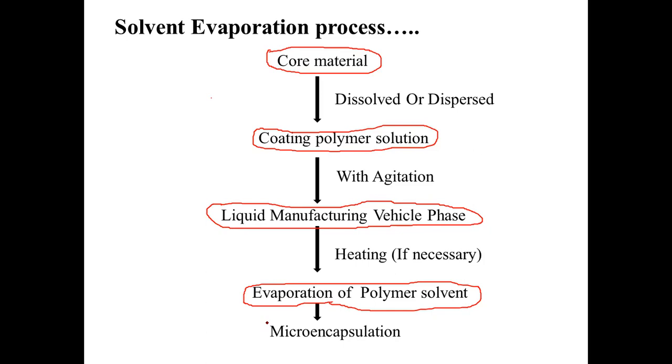The important factor that must be considered when preparing microcapsules by the solvent evaporation technique is the choice of vehicle phase, and second, the solvents for the polymer coating. Because this choice will greatly influence the microcapsule properties as well as the choice of the solvent recovery technique. So these are the things we have to consider while using the solvent evaporation process for preparing microcapsules.